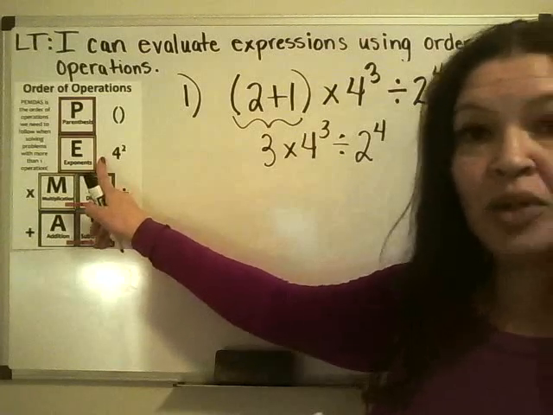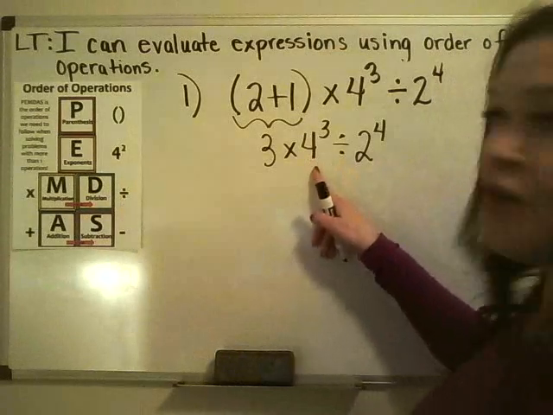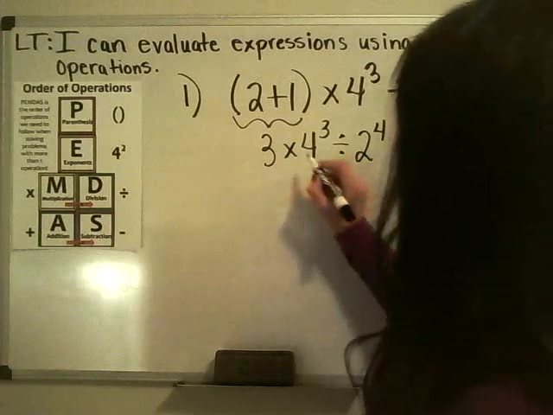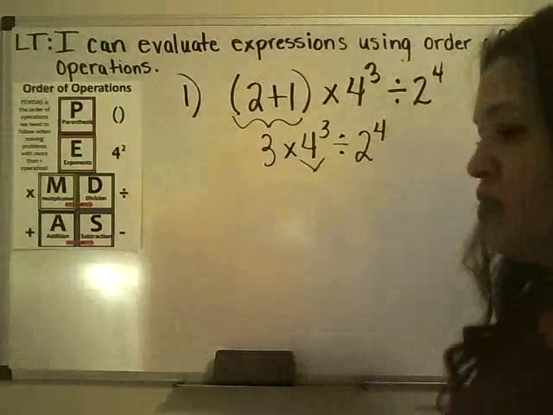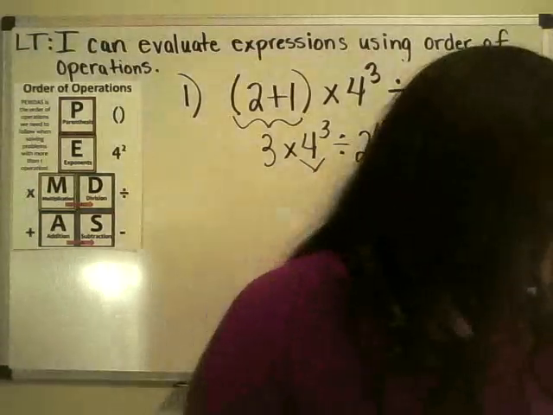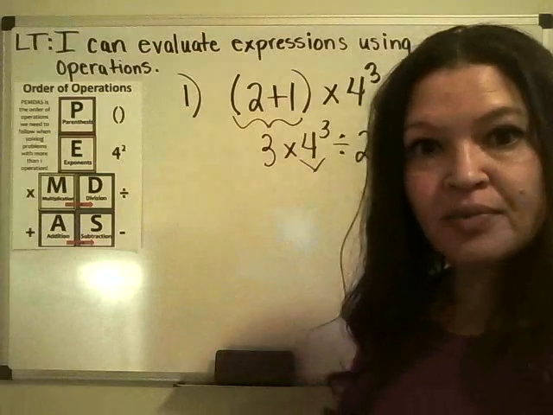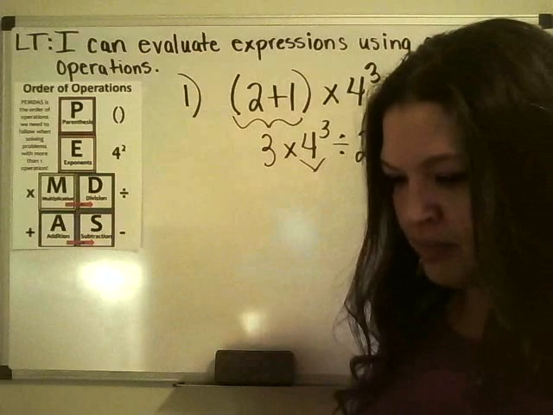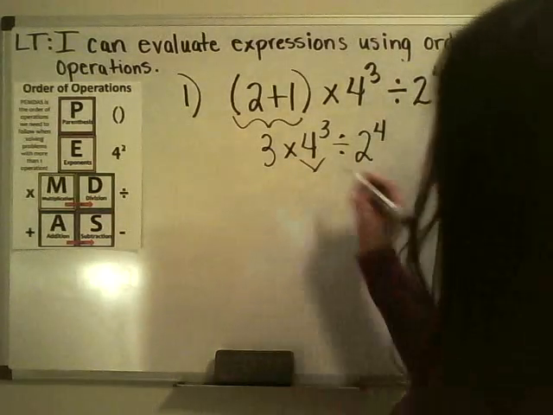Let's take care of the exponents next. I see 2 of them. Start with the first one that you see from left to right. So 4 cubed. What does that mean? 4 cubed means 4 times 4 times 4. For a total of 64.